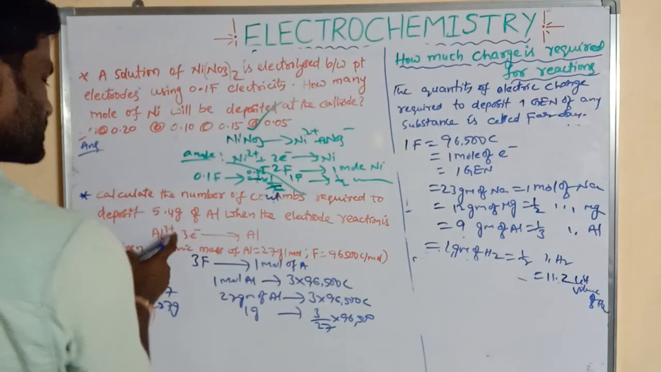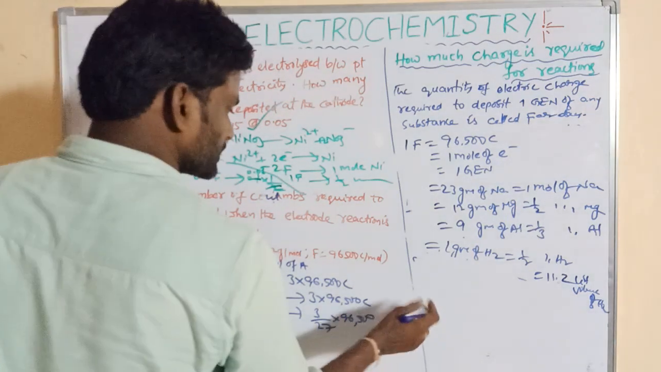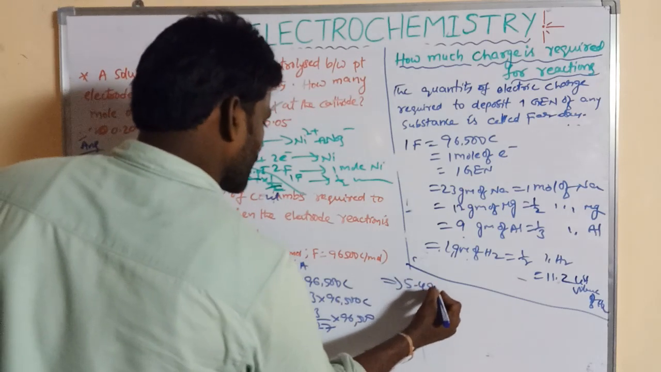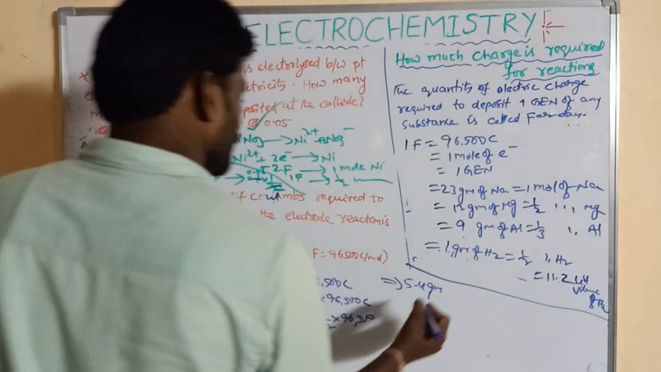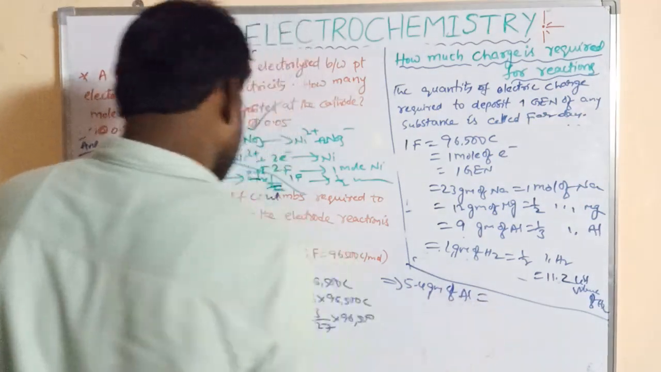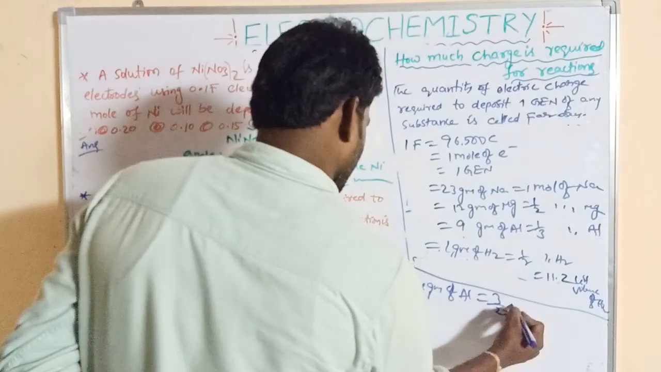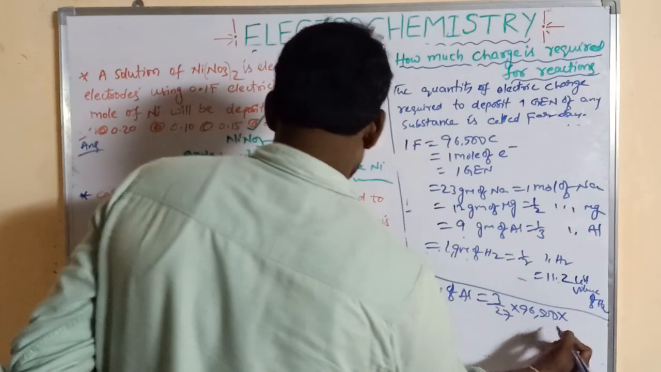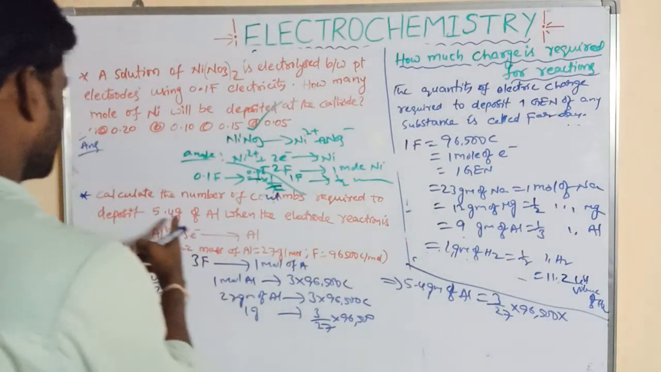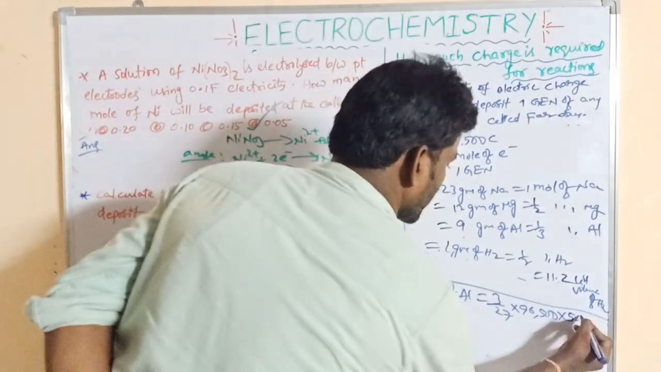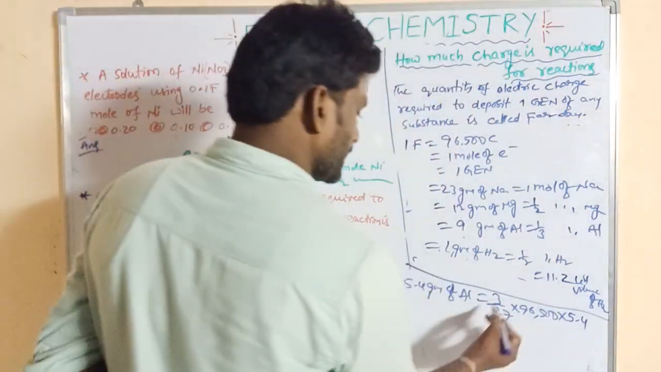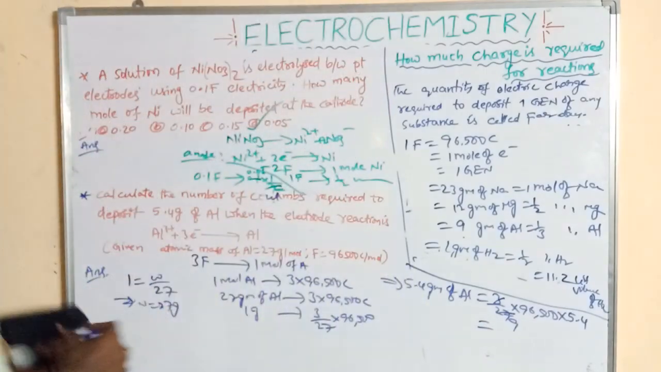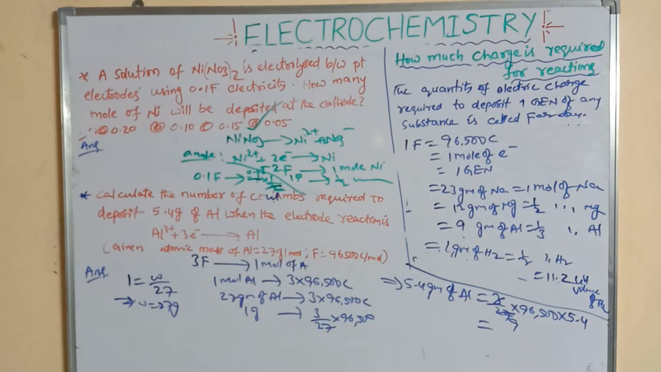And here how many grams are asked? 5.4 grams. So for 5.4 grams of aluminium it requires 3 by 27 into 96,500 into 5.4, which is given. So 3 ones are 3, 3 nines are 27. If we simplify, we get the answer. So this is the answer.